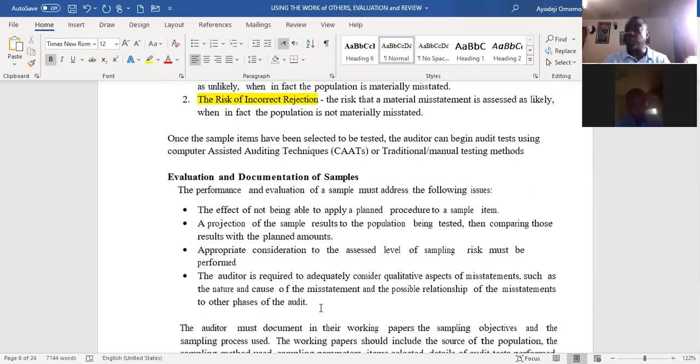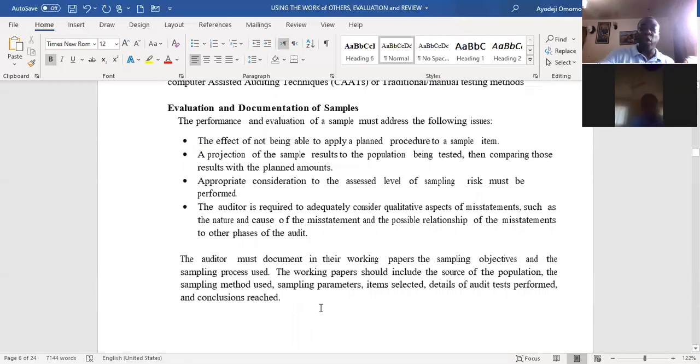They're all in your notes. But when you read them and you don't understand, reach out to your colleague or reach out to me. So when you evaluate and document your samples, what are you supposed to do?